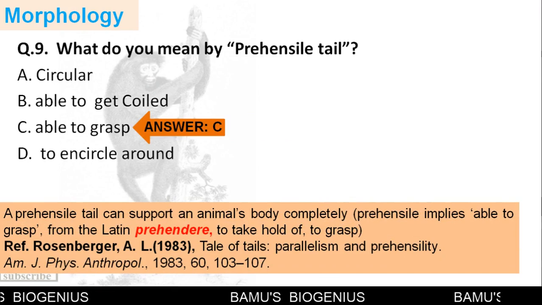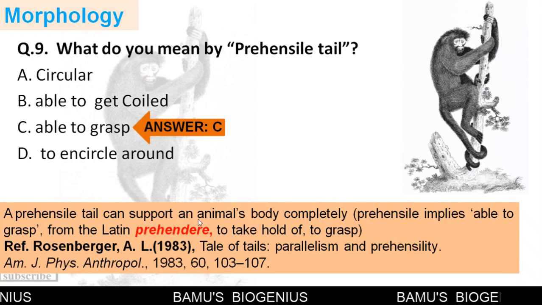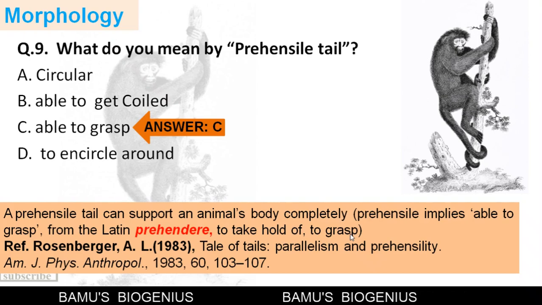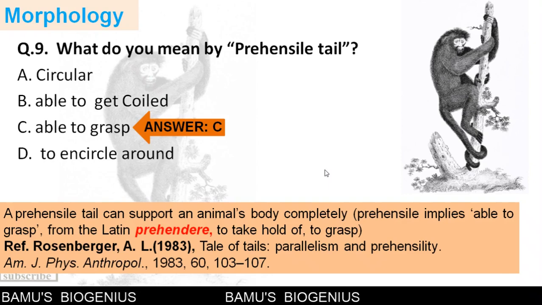You can see here, a prehensile tail can support an animal's body completely. Prehensile implies able to grasp, from the Latin prehendere, to take hold of, to grasp. So this is the reference for this answer. So this is question number 9.